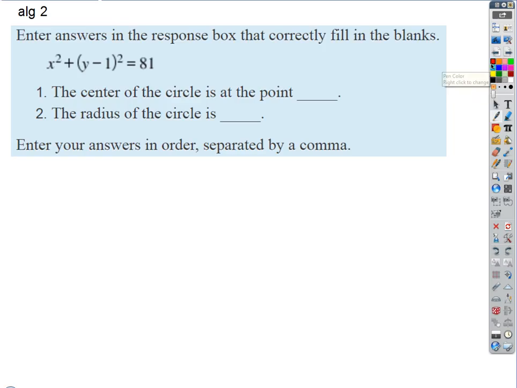Notice that this equation is given to us in standard form. What's the number being subtracted from x? This tells us that h is 0 because nothing is being subtracted from x. This tells us that k is 1 because 1 is being subtracted from y. And 81 is r squared, so that tells us that r equals the square root of 81, which is 9. So the center of the circle is at the point 0, 1, and the radius of the circle is 9.